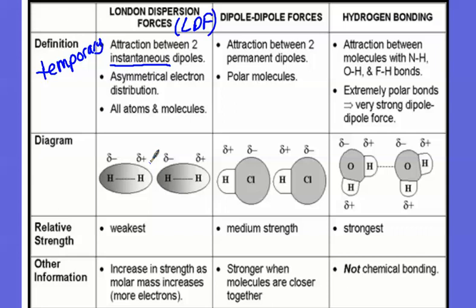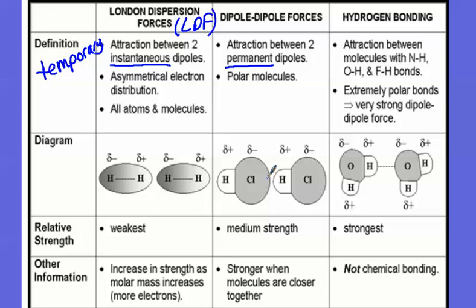The next one we have is a dipole-dipole force. This is attraction between two permanent dipoles. This occurs in polar molecules. As I said before, polarity is kind of a scale. So this is for polar molecules where we have an unequal electron distribution. Here I have HCl. The H is going to have a partial positive charge and the Cl has a partial negative charge. So one HCl with another HCl is going to be attracted here. It's not a very strong attraction, but it's significantly stronger than the London dispersion forces. So we refer to this as medium strength.